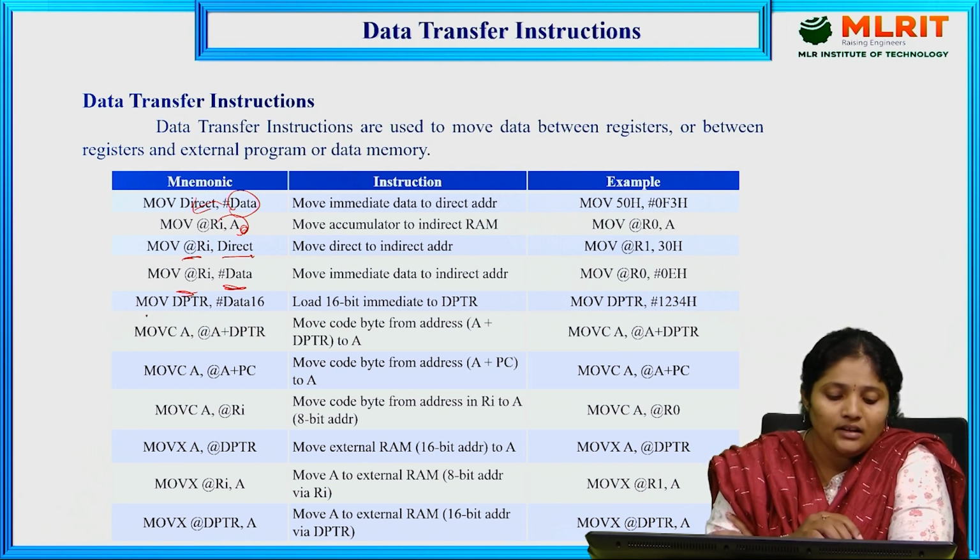And here we are using DPTR, as DPTR is 16-bit data. So here specifically we've been mentioning that it is 16-bit data. So 16-bit data will be moved to the DPTR.